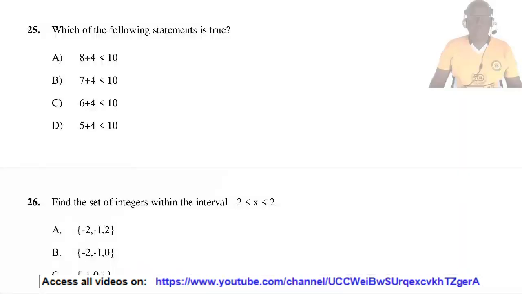Question 25. Which of the following statements is true? The answer is D. This is because 5 plus 4 equals 9 and 9 is less than 10.